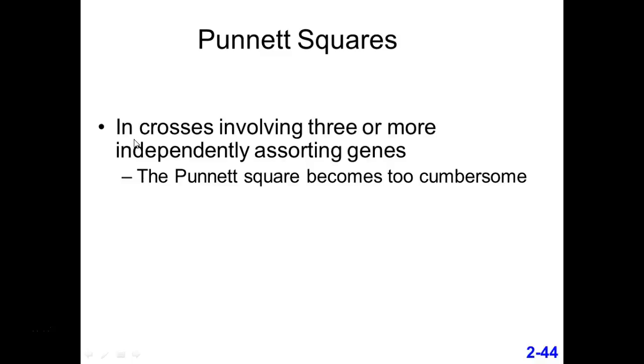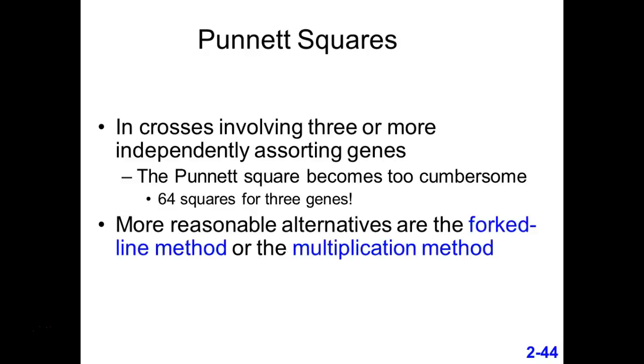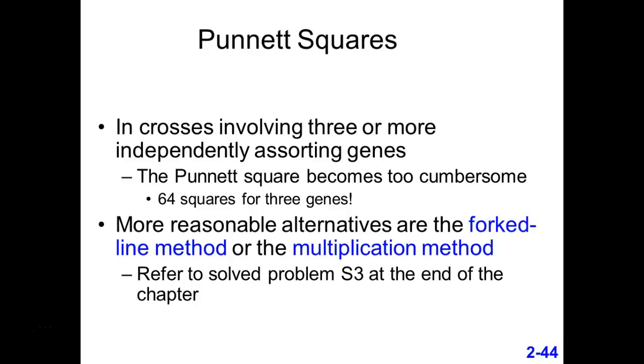I don't know why I do that. Could you do 3 or more? Independently assorting, yes, but the Punnett square gets enormous. So I typically like the fork line method, and I'll show you guys a demonstration of that next time. And I'll probably just have you do a couple of them for homework.